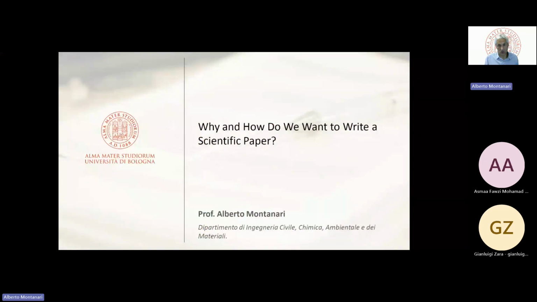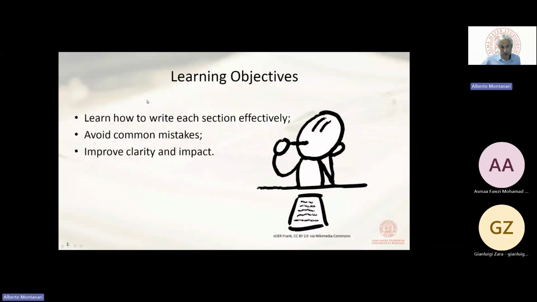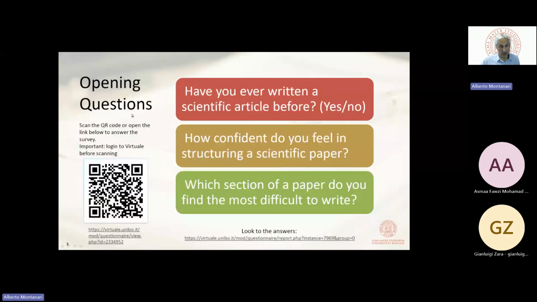Yes, so why and how do we want to write a scientific paper? The first slide refers to the learning objectives. Basically, I will go through the whole structure of the paper and the writing of each single section. You have already had the opportunity to reply to this questionnaire. If you didn't, you can fill it now or later. It's in Virtuale. You can also look at the answers, and I already summarized them briefly.